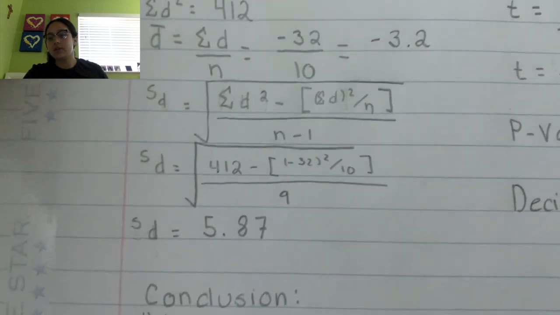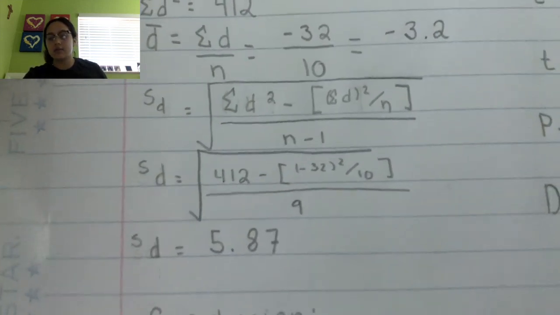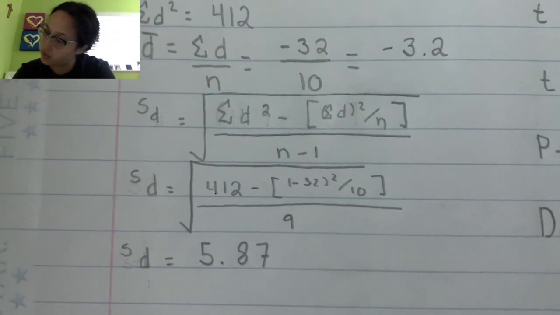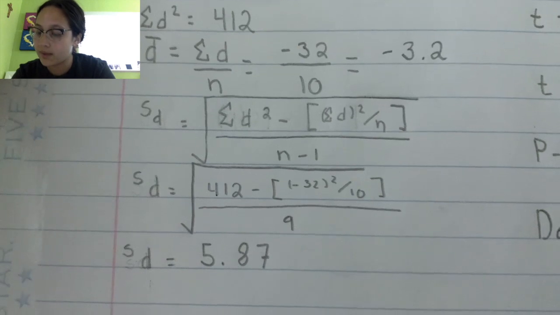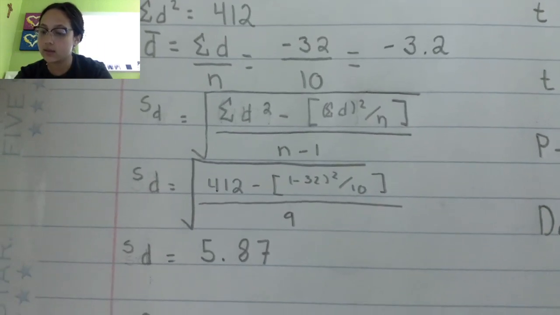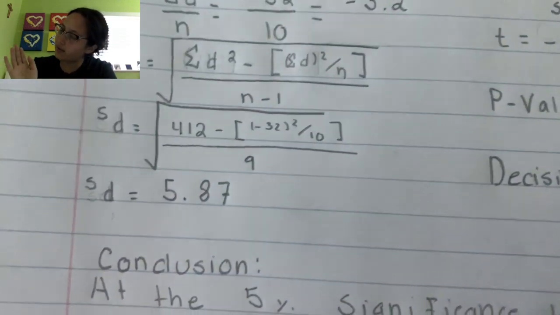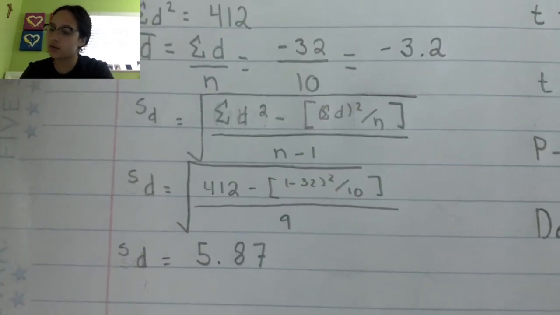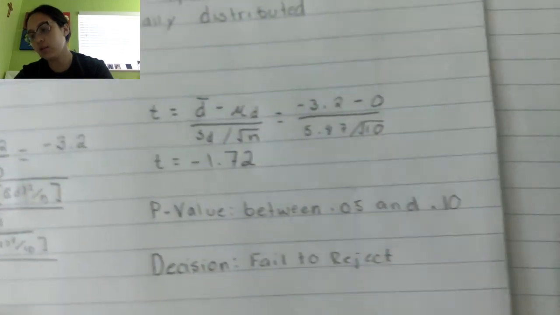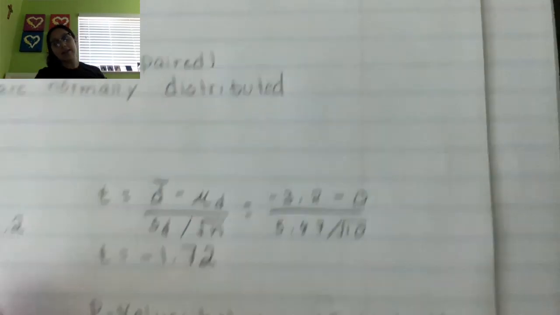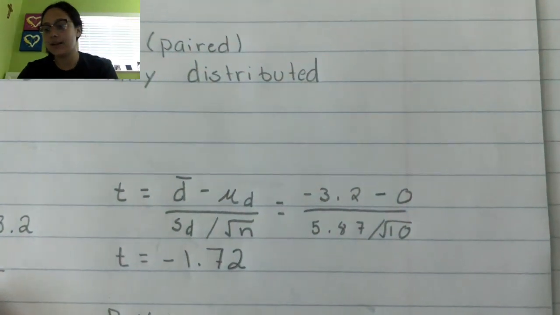And then you could find s of d, which is equal to the square root of the sum of d squared minus the quantity sigma d squared over n, all over n minus 1. So your s of d is 5.87. So now you have all the things that you need to do your t-test.